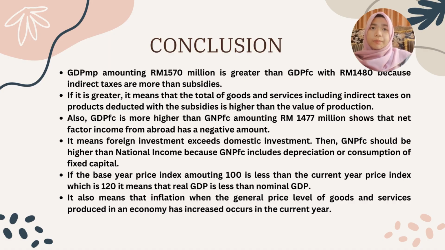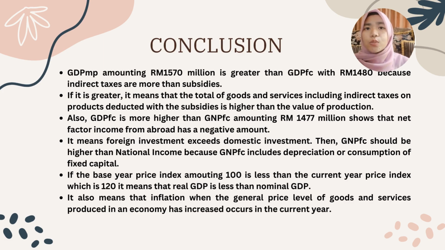In conclusion, GDP-MP amount 1,517 million is greater than GDP-FC with 1,418 because indirect taxes are more than subsidy. If it's greater, it means that the total of goods and services including the indirect tax on products deducted with the subsidy is higher than the value of production. Also, GDP-FC is higher than GNP-FC amount 1,477 million, showing that net factor income from abroad has a negative amount. It means foreign investment exceeds domestic investment.